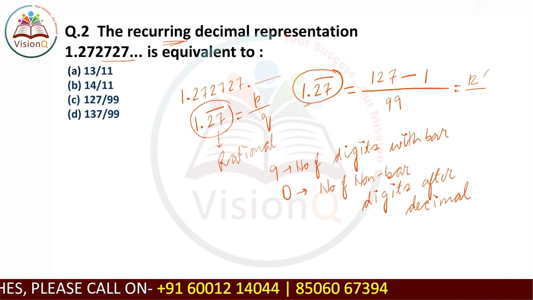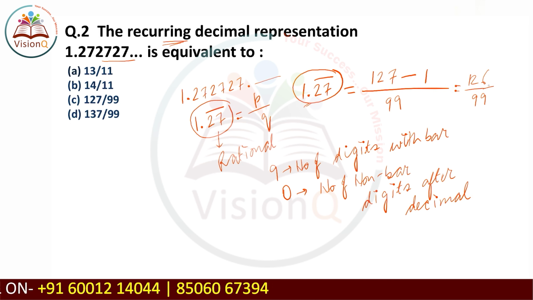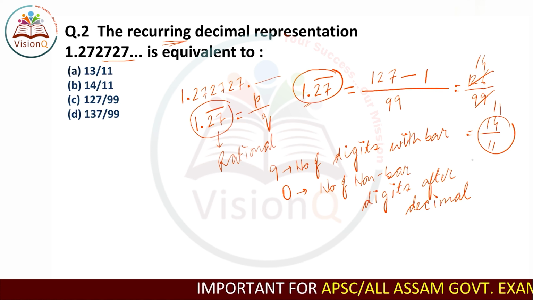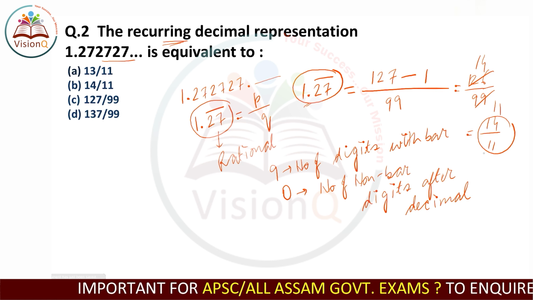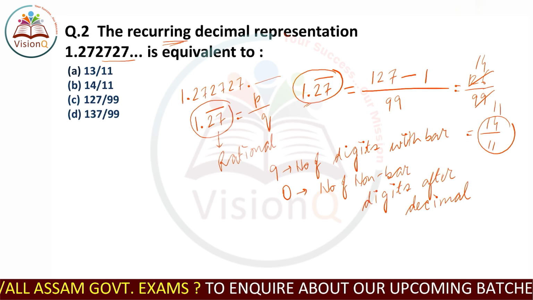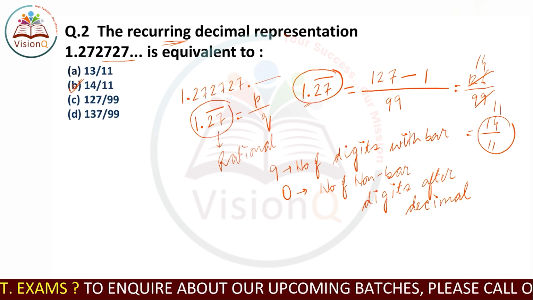So 126 by 99. 9 is the common number in both of these. If I cancel by 9, it is 14 over 11. So the value will be 14 by 11. Always you have to convert to the simplest form. You have to cancel out the value and always convert to simplest form. The right answer of this question is option B, 14 by 11.